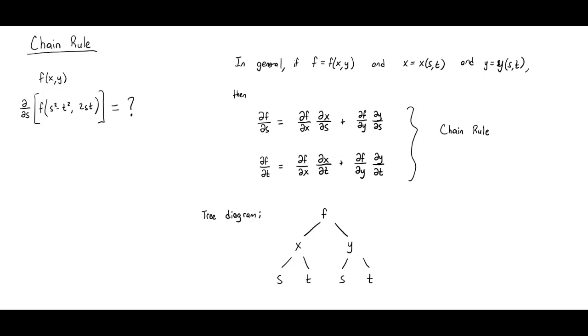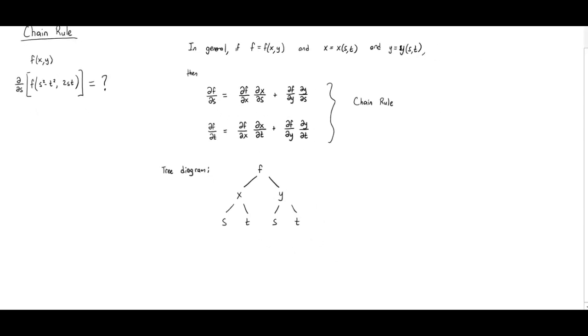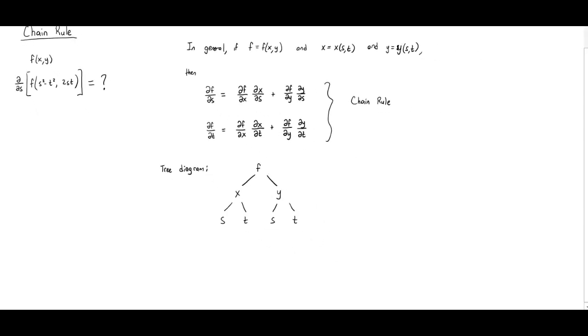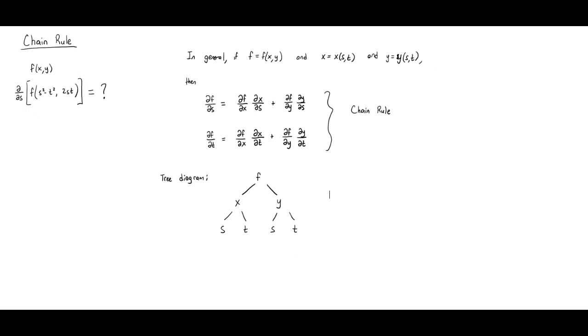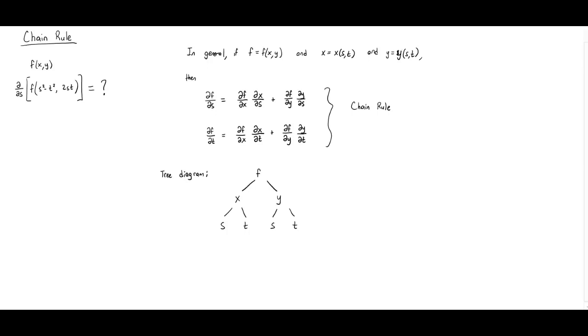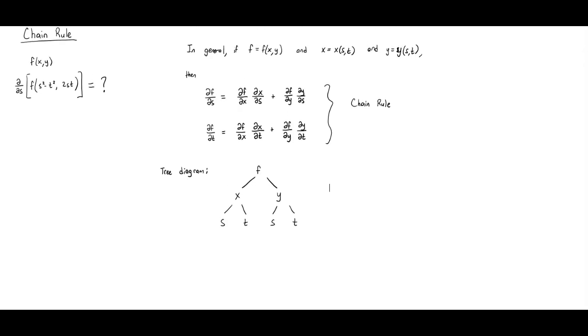Now, I gave a specific example where f was a function of two variables, and then x and y were also functions of two variables. I can generalize that to higher numbers of variables. You can still figure out the chain rule if you draw the appropriate tree diagram. Okay. So before I do that, I just wanted to do some explicit examples.